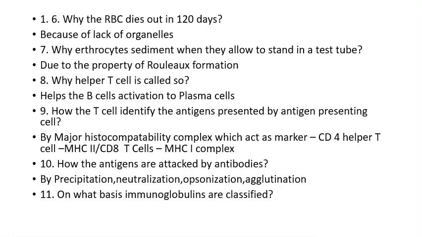Okay, the next question, on what basis are immunoglobulins classified? They are based on the heavy chains. We have alpha chain, gamma chain, delta chain, epsilon chain, and mu chain. Based on that, it is classified as IgA, alpha chain, IgD, delta chain, IgE, epsilon chain, IgG, that is gamma chain, and IgM, that is mu chain. So based on alpha, gamma, mu, delta, and epsilon.